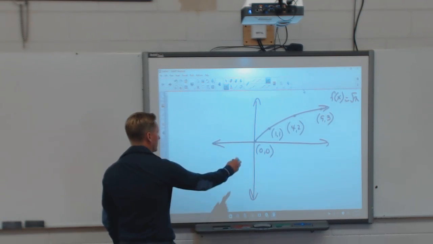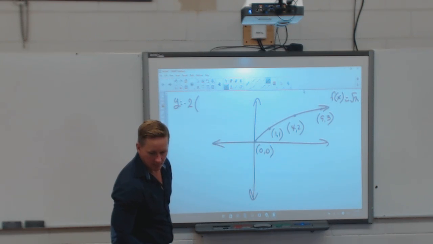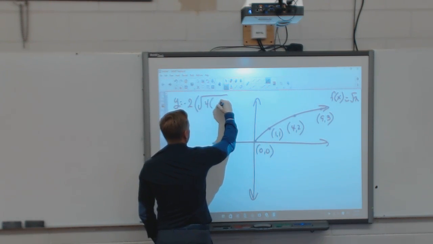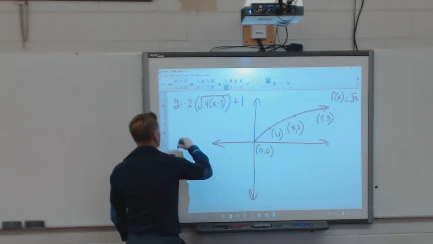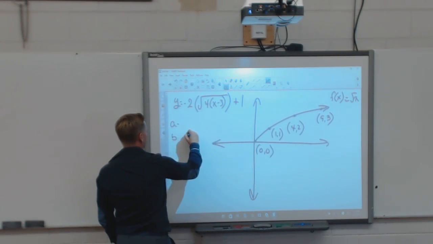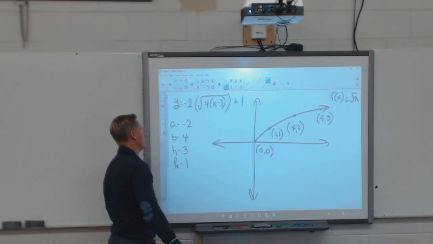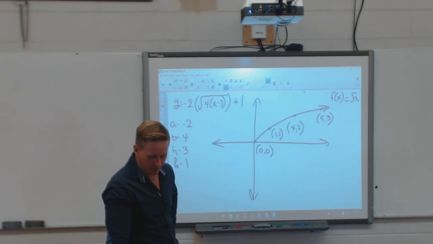Okay, so take a look at page 40 then. This is your graph. This is your new equation, plus 1. All right. What's A? Minus 2. B? 4. H? 3. K? 1. Okay.